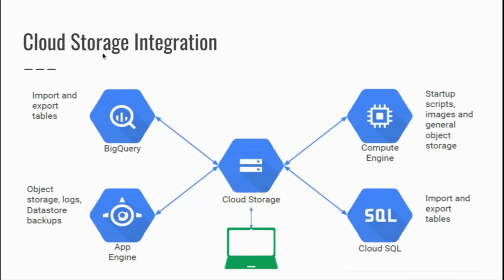Now, if you see over here, Google Cloud Storage is integrated with almost any of the other services that Google provides. So in BigQuery, you can use Google Cloud Storage to import and export tables. So you have raw data in Google Cloud Storage. Now you want to define a schema for that raw data. You can use BigQuery. Now, when we talk about GCS, when we load the data, it does not have any schema defined. It does not have any columns, or any format, data types and all.